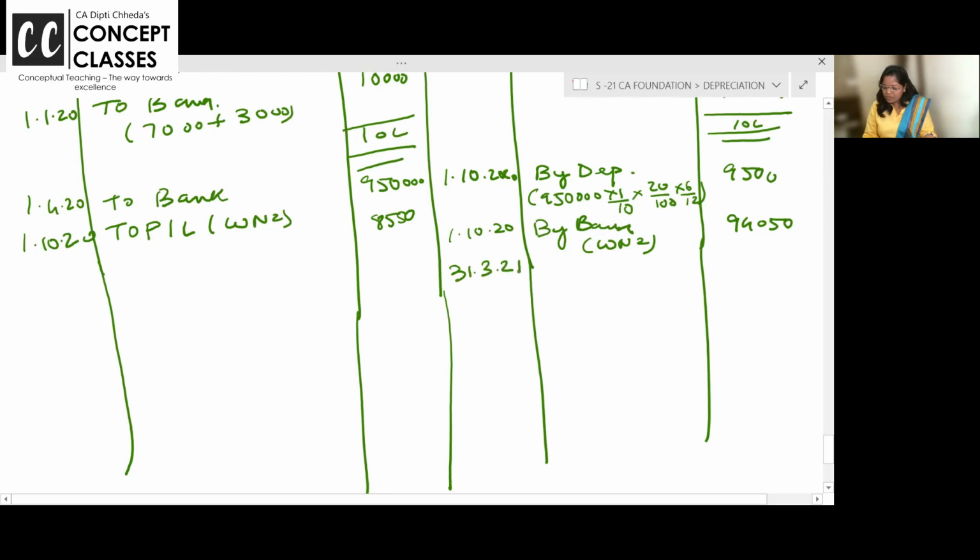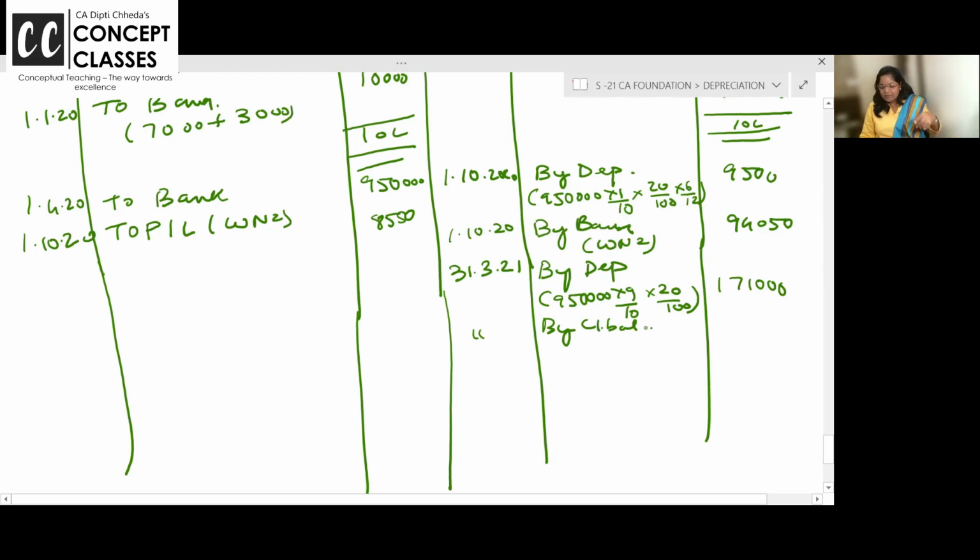31st March 21, depreciation. 9,50,000 into 9 by 10. 1/10 asset is sold. So 9 by 10 you need to depreciate 20%. I hope you all are getting it. 9,50,000 into 9 by 10 into 20%, that is 1,71,000. Same we will get by closing balance.